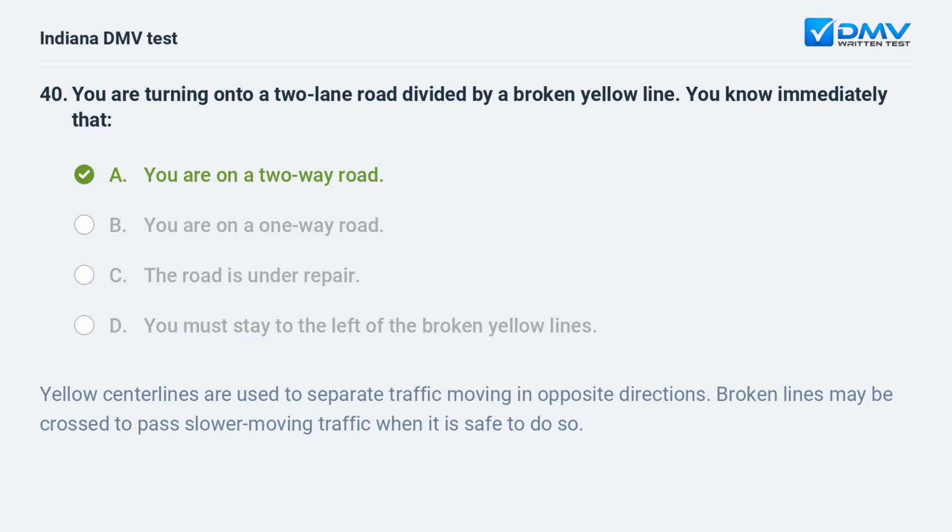A. You are on a two-way road. Yellow center lines are used to separate traffic moving in opposite directions. Broken lines may be crossed to pass slower-moving traffic when it is safe to do so.